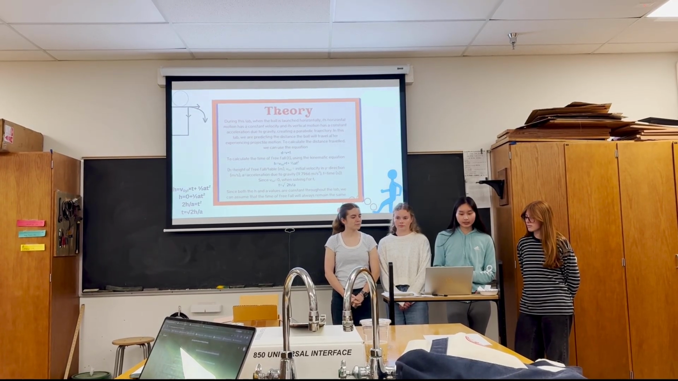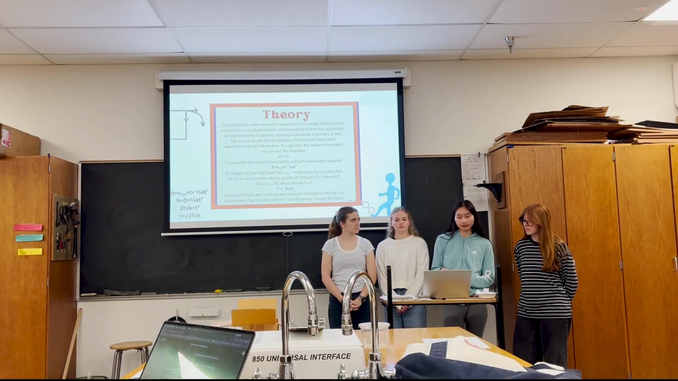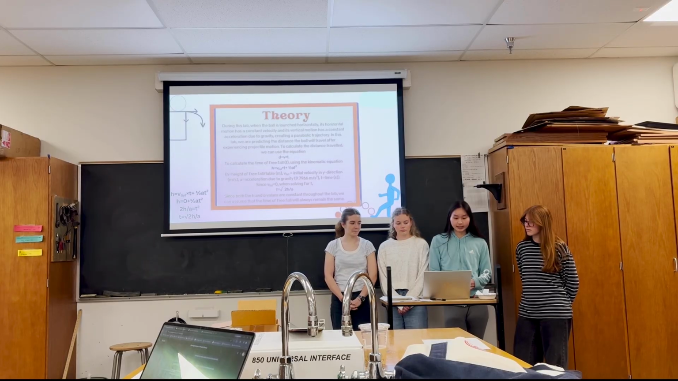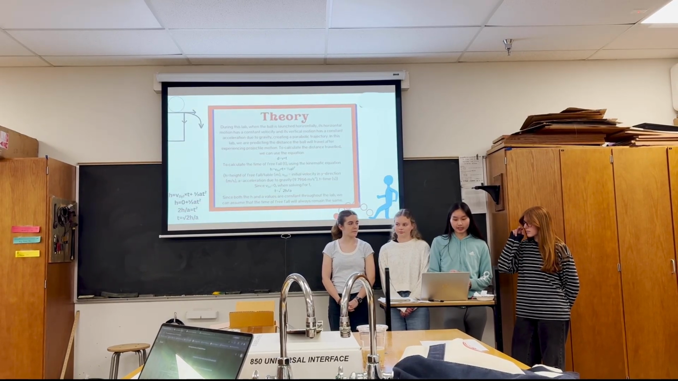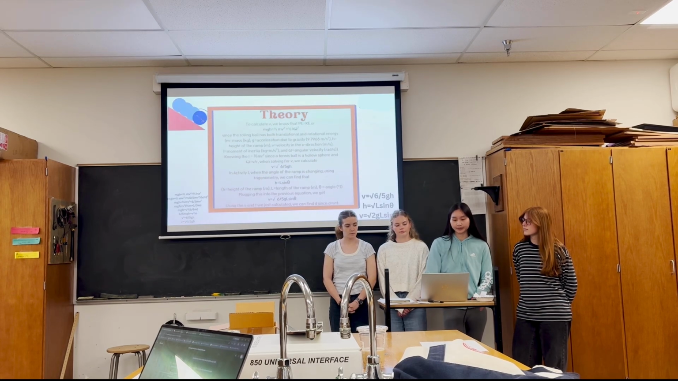And since the initial velocity in the y direction is 0, when solving for t, we get that t equals the square root of 2h over a. You can see the work done in that bottom corner. And so since both the height and the acceleration are constant throughout the lab, we can assume that the time of free fall will always remain the same.